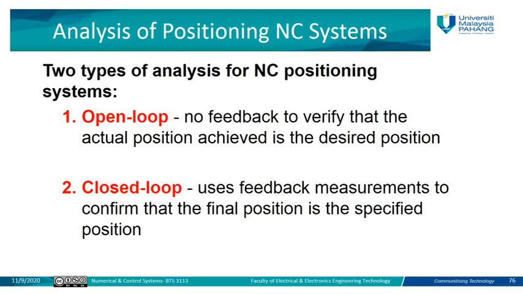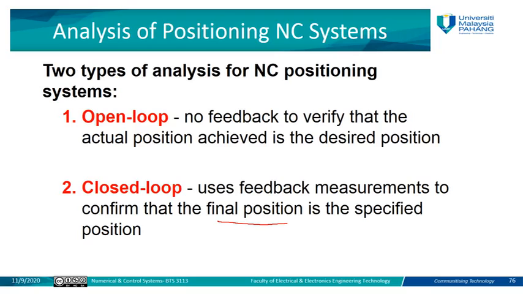In the case of the closed loop, we have a feedback that measures and confirms the final position, and this final position will be compared with the desired position. So we have the actual position, and this actual position will be compared with the desired position. If it is exactly the same, there is no need to give any signal. But if it is not exactly the same, the controller needs to take action, either to move it right, move it left, move it up, or move it down to achieve the desired position.